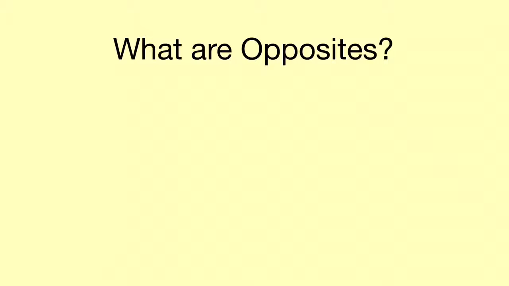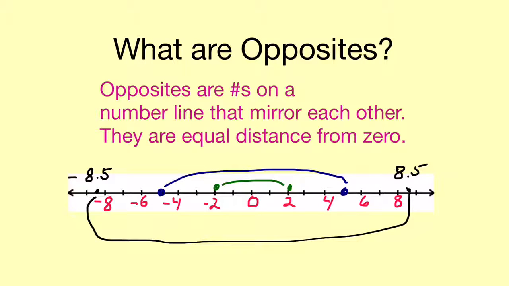What are opposites? Opposites are numbers on a number line that mirror each other. That means they are the same distance from 0. 2 and minus 2 are the same distance from 0, so they are opposites. Minus 8.5 and 8.5 mirror each other because they are equal distance from 0 on a number line.